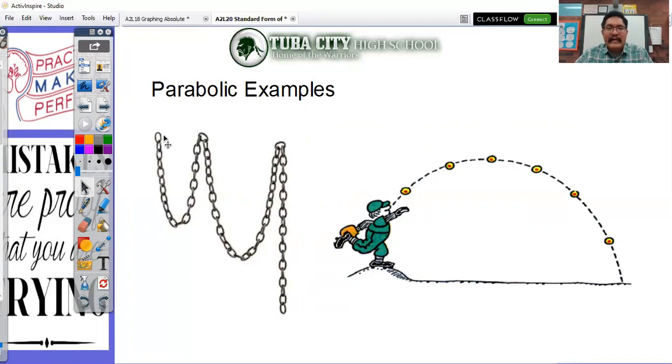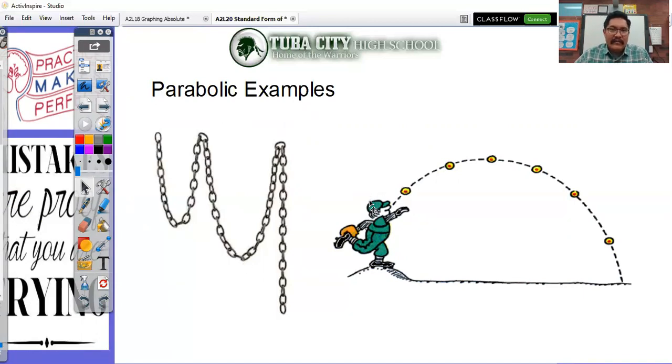Again, if we were to go down this chain, we would reach a minimum and then have to come back up. Now, unlike graphed parabolas and functions, this one doesn't go on and on forever. But again, you can see that we go down and we reach a minimum and then we go back up.